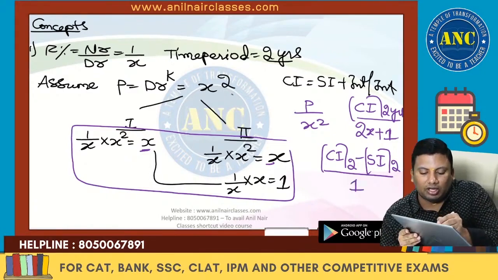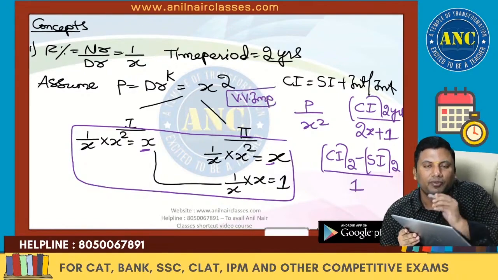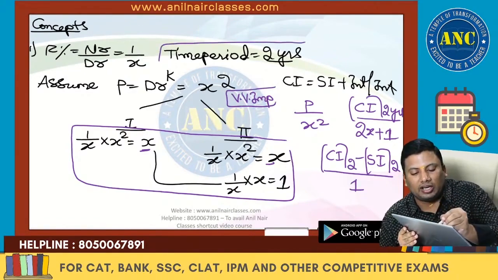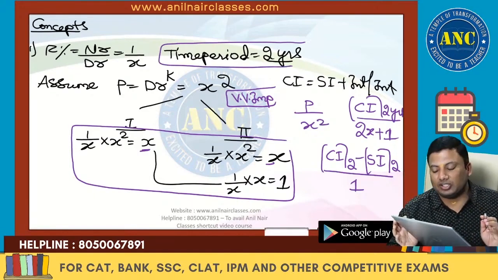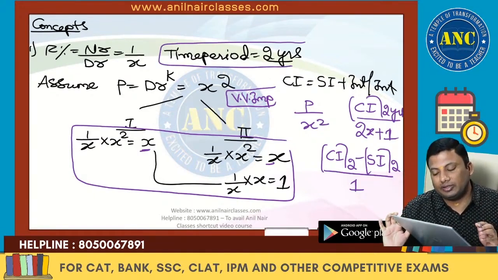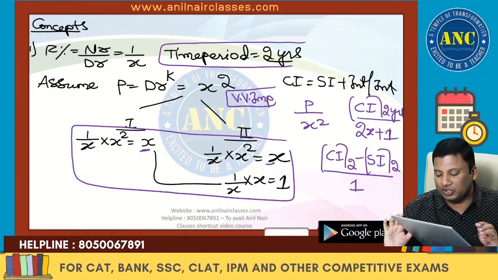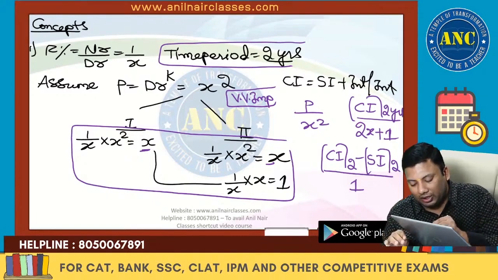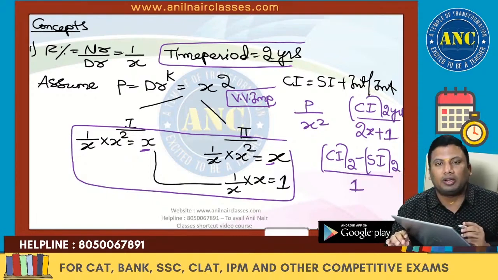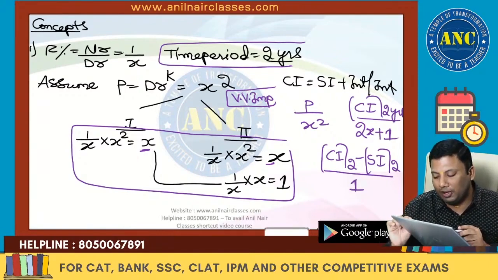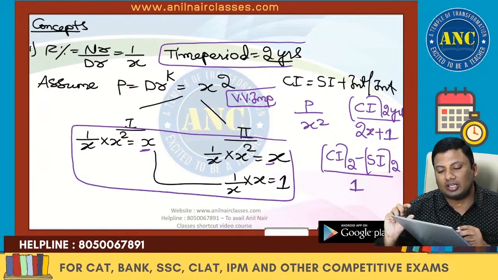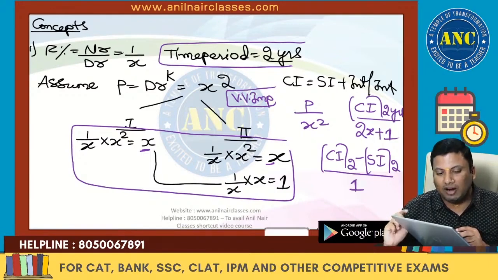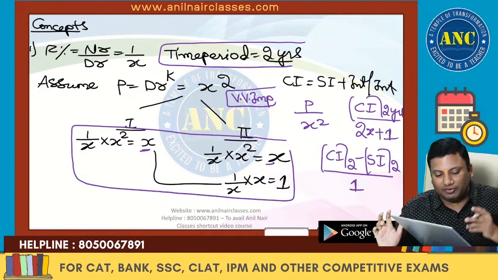Please make a note of these very, very important concepts, sir. For time period 2 years, if the principal is x square, compound interest for 2 years is 2x plus 1. Compound interest for 2 minus simple interest for 2, the value is nothing but 1. Yesterday we solved few problems. Now I will elaborate this concept for 3 years also after we discuss an application of this concept.